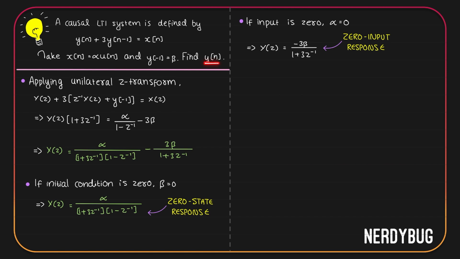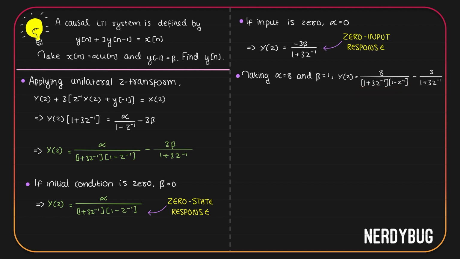The question is to find y of n. This is the output in the time domain. It depends on the values of alpha and beta. So as an example, let us take alpha to be 8 and beta to be 1. Substituting alpha and beta, this is what we get as y of z. Here we have 8 divided by 1 plus 3 z inverse multiplied by 1 minus z inverse.